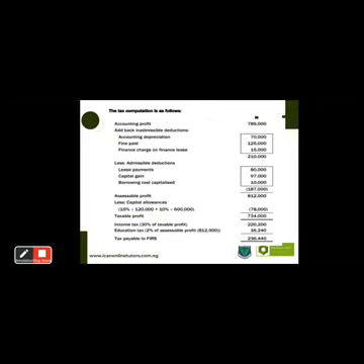Then the admissible deductions, things that we are allowed to deduct that tax should not be calculated on. We have the lease payments of 80,000 naira. We have capital gain because our question here told us that.